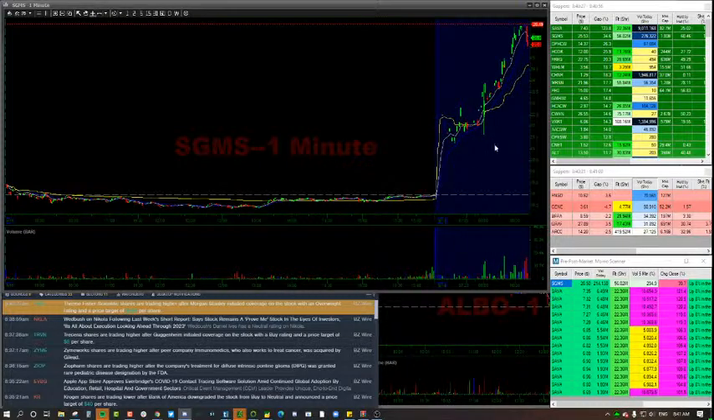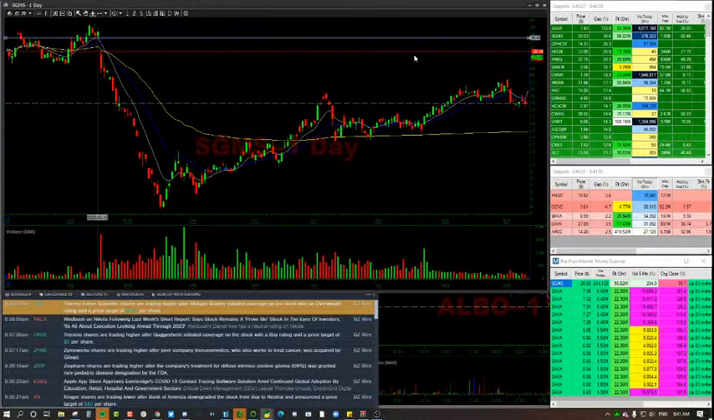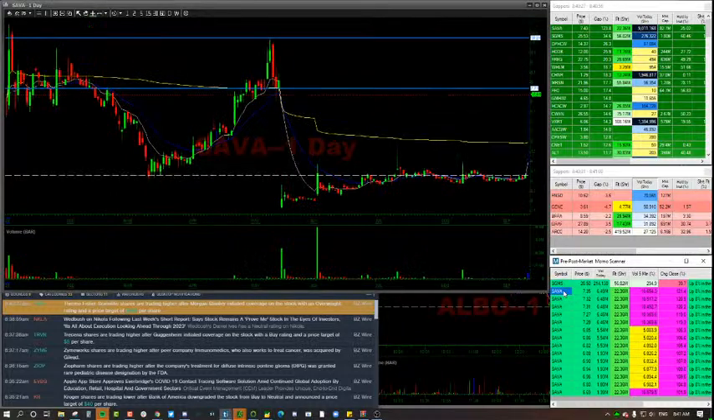Alright, so basically, this one here looks like a decent short to me personally. The reason why is because, but I wouldn't touch it unless it pushed to that area, 28, 29. But it looks decent to me. A lot of people looking at SAVA.